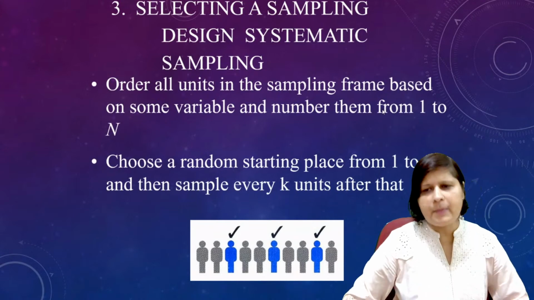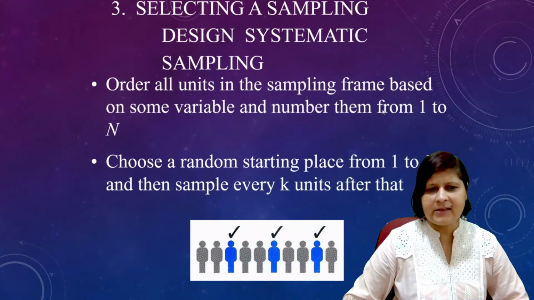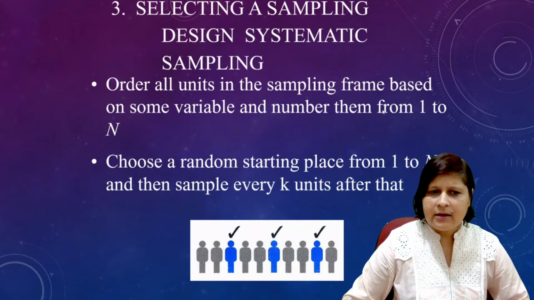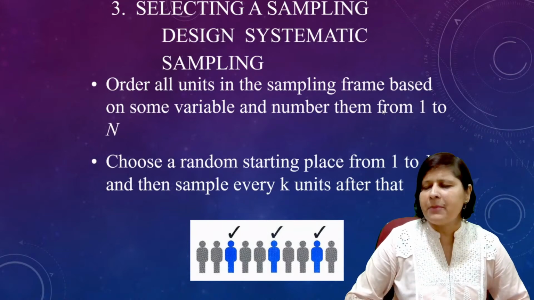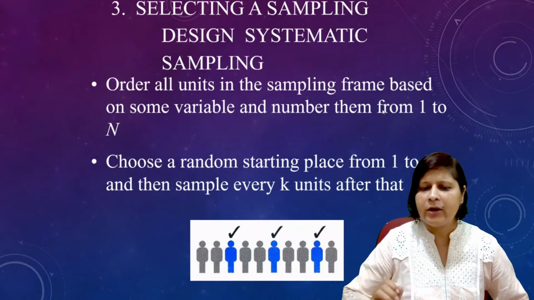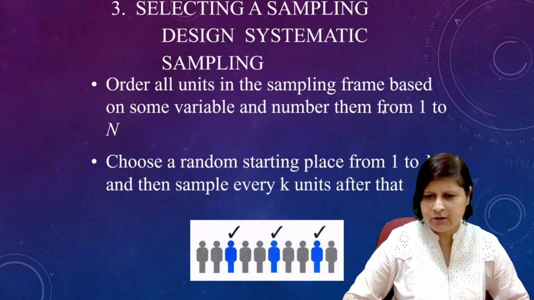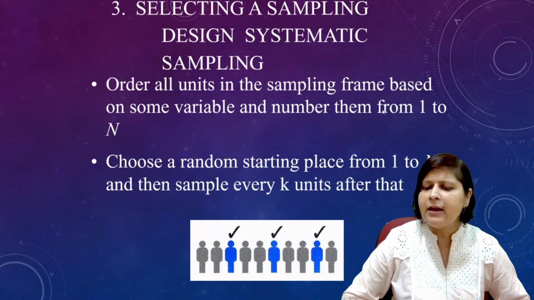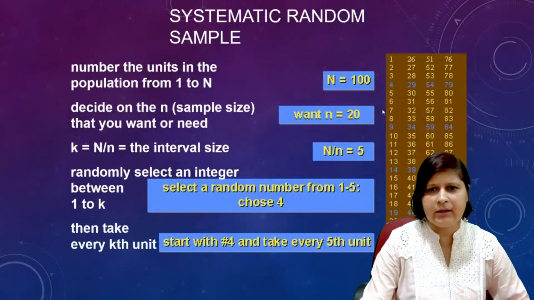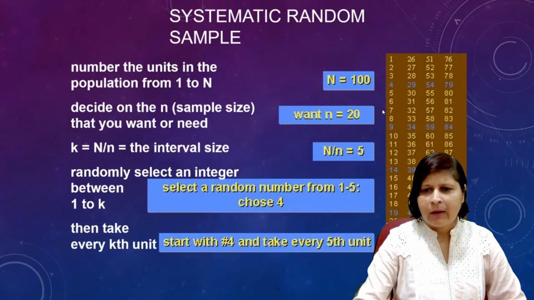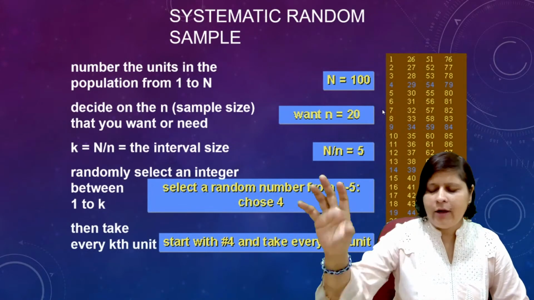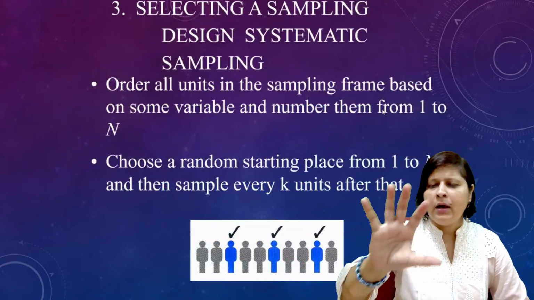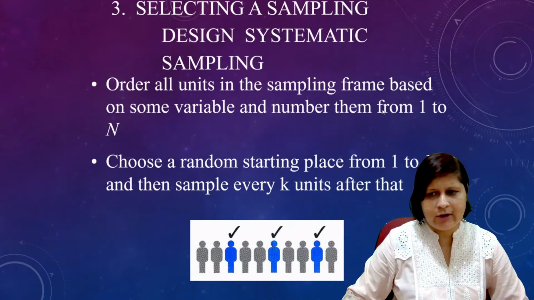Another technique of probability sampling is systematic sampling. Systematic sampling is to order all units in a sampling frame based on some variable and number them from 1 to N. Right? Choose a random starting place from 1 to k and then sample every k units after that. Right? Suppose I have 100, the population size is 100, right?